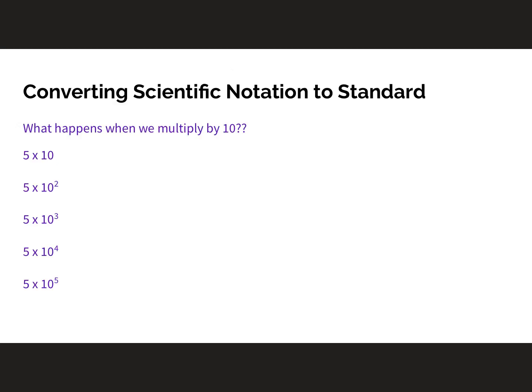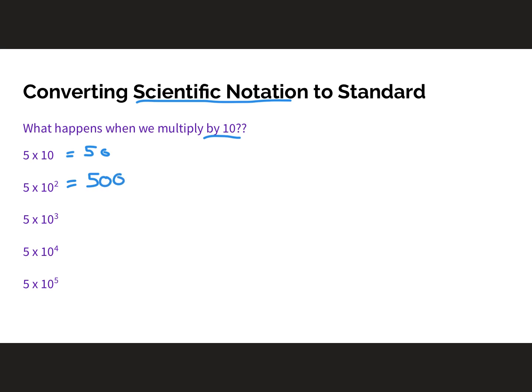Okay, so converting scientific notation into standard form. So let's think about what happens when I multiply by 10. So 5 times 10 is 50. 5 times 10 squared is 5 times 100. Well, that's 500.